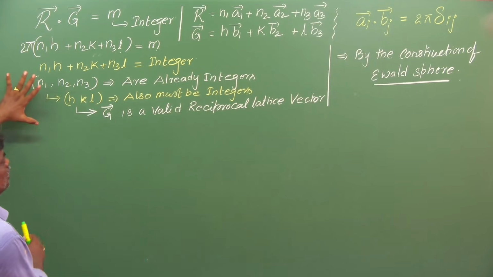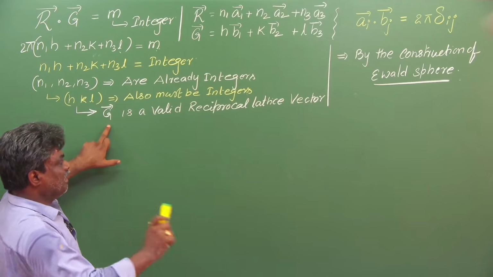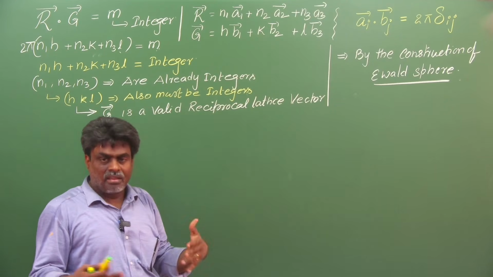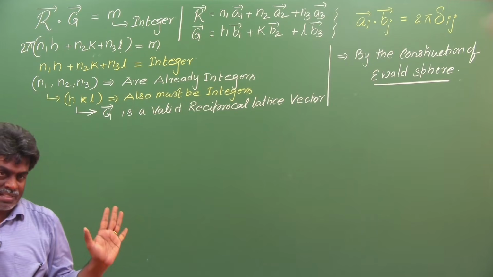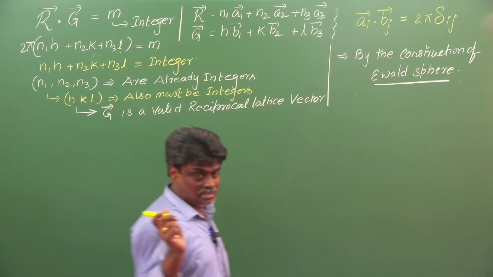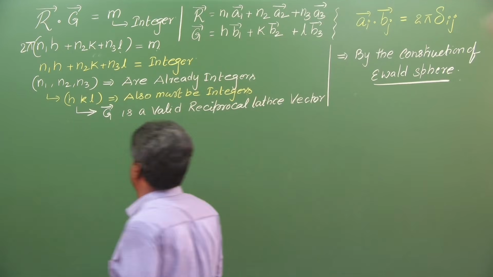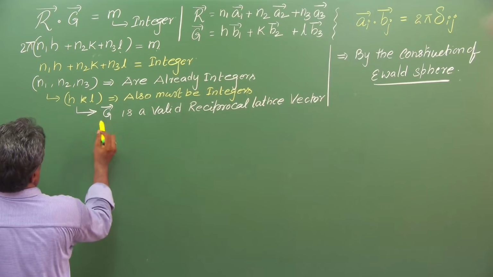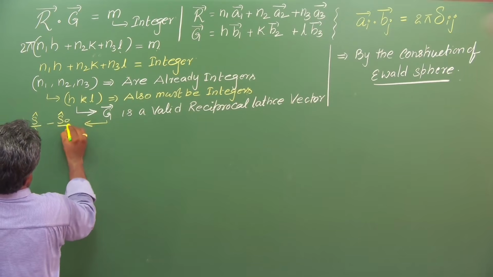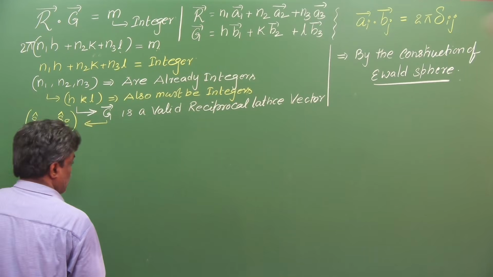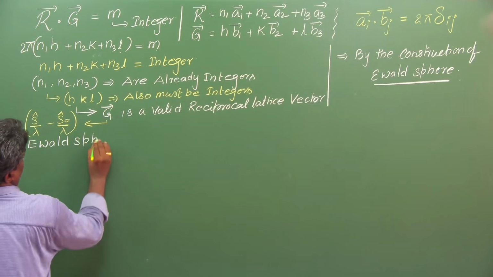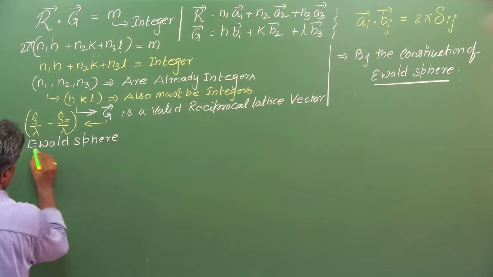I hope till now you got the conclusion. If there exists diffraction, your G bar must be a valid reciprocal lattice vector. And don't forget what G bar is. You have defined G bar as S cap by lambda minus S naught cap by lambda. That also don't forget. Now listen please. After this Ewald sphere, everything you will understand.